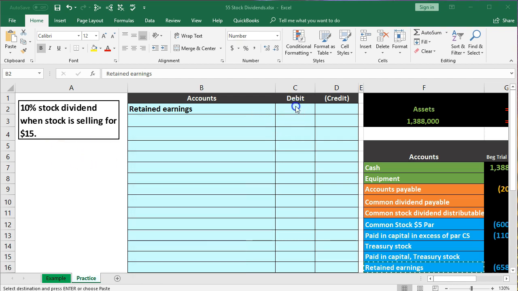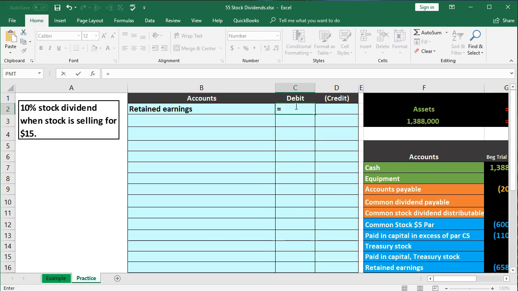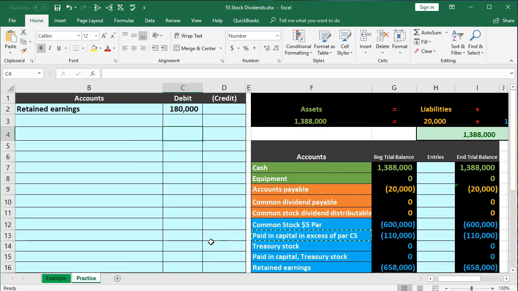So we'll do that once again here. We're in C2. We're going to say this equals the 120,000 shares times the 10% stock dividend times the $15 value. And that'll give us 180,000. That's what we're going to reduce the retained earnings by.